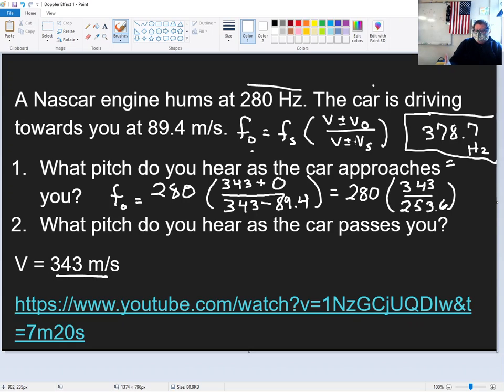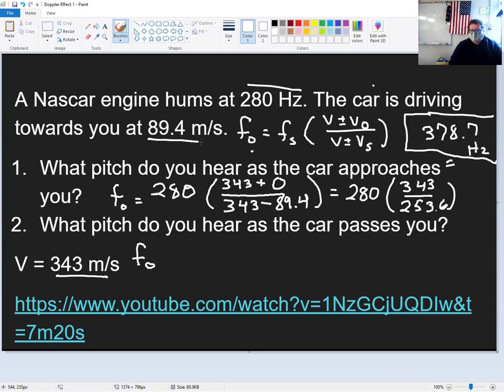Hopefully you see that's pretty straightforward. It's not really that tough. It's really just making sure you have the right sign and then doing the calculator work. Now let's figure out what you hear when the car passes you. Almost everything is the same except for what's going to change. If it's passing us, the thing that's going to change is this sign right here.